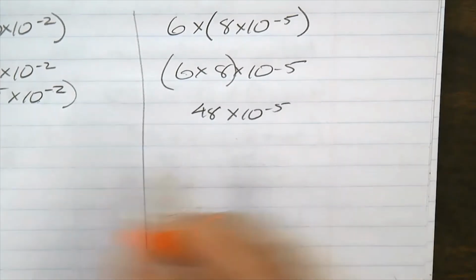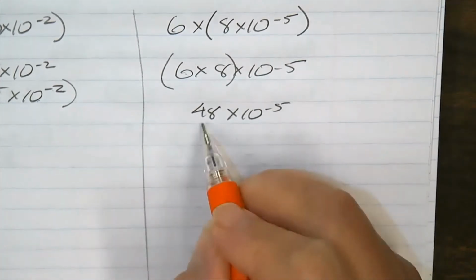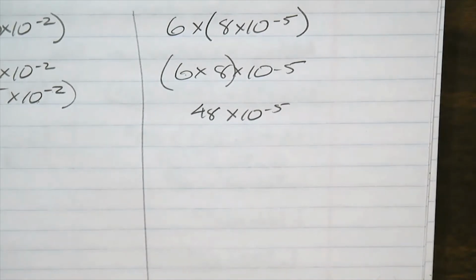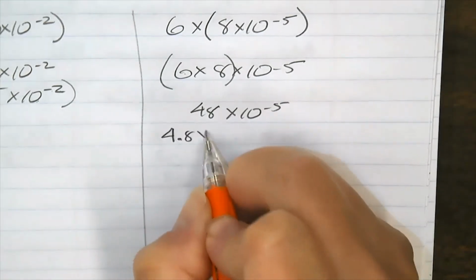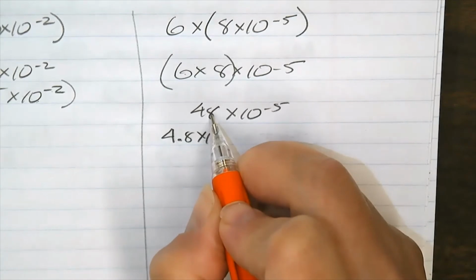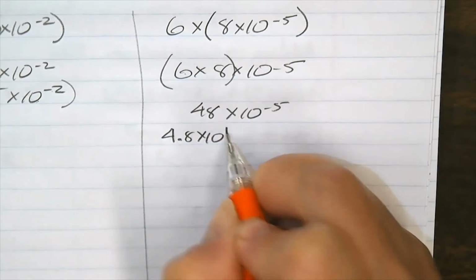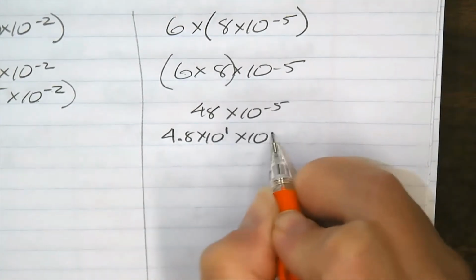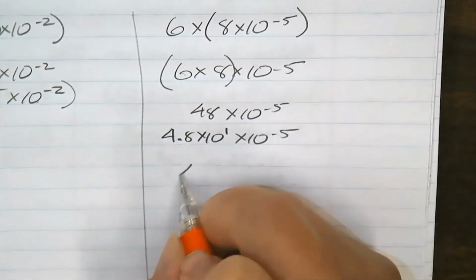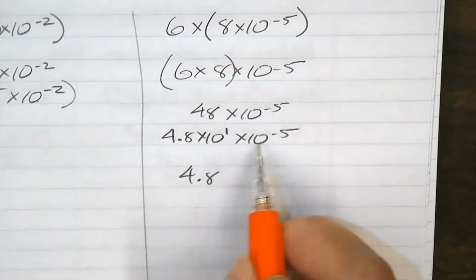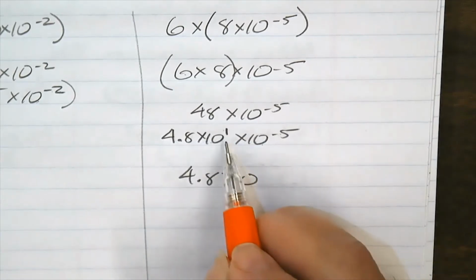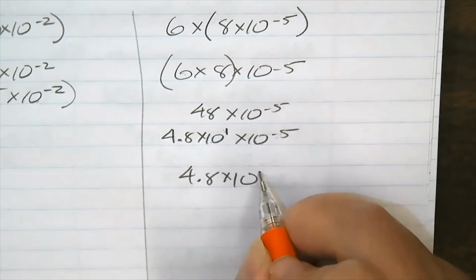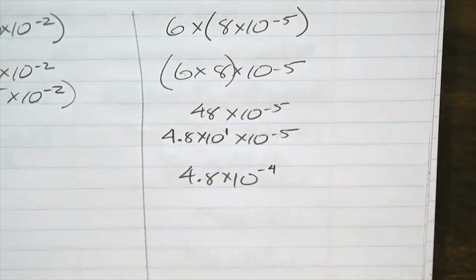But this is not in scientific notation. 48 is greater than 10. So I need to rework this so that it's in scientific notation. So 48 is 4.8 times 10. Because this is greater than 10, my exponent's positive. Everything else comes down. Now, because my base is the same, I'm going to add these guys. And 1 plus negative 5 is negative 4.